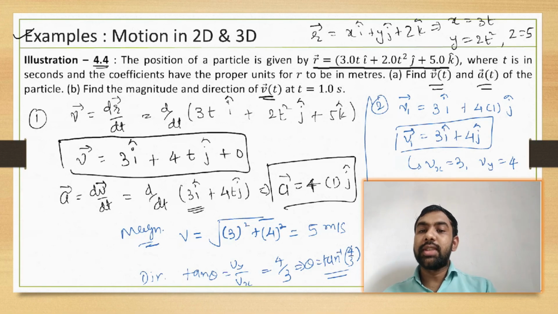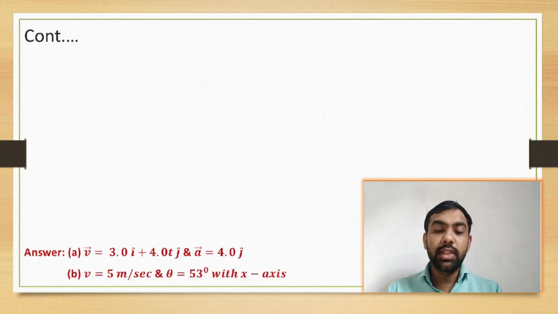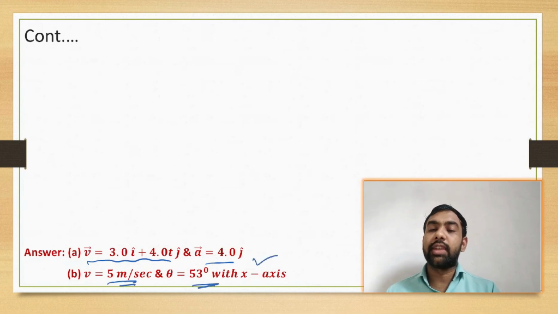This is theta, means angle with x axis. Angle with x axis tan inverse 4 by 3. Or if you know this value 4 by 3, then if you remember the trigonometry table, then this value of tan theta is for a particular value of theta, that is 53 degree. What is this? 4 by 3, 53 degree. Okay, all of you guys note this, and your answer is this one, v is equal to 3i plus 4t j, and a is equal to 4j. Magnitude is 5 meter per second, theta is equal to 53 degree with x axis.